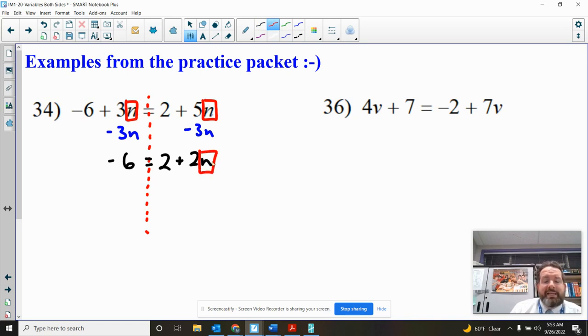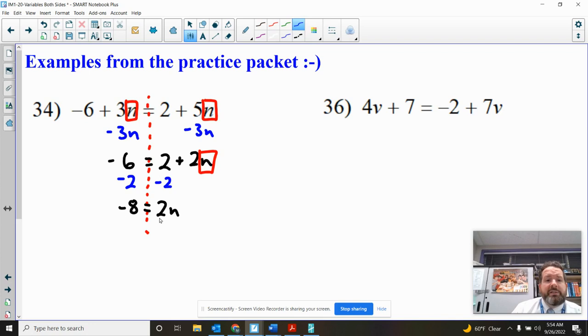Now, I want to get this n by itself, so this 2 needs to go and this 2 needs to go. Start with the number that's further away. That's going to be this front 2. That will be a subtraction. Negative 6 minus 2, that's negative 8. 2 minus 2 goes to 0. That's why we did it. No more 2 in front, leaving us with just the 2 n's.